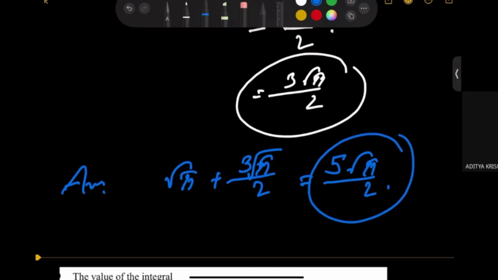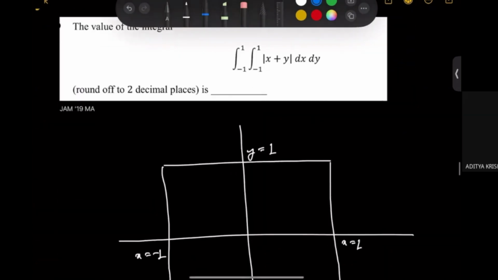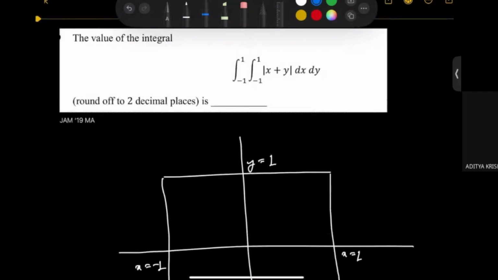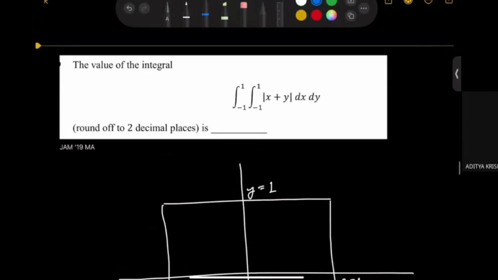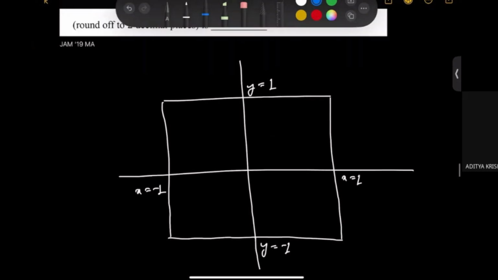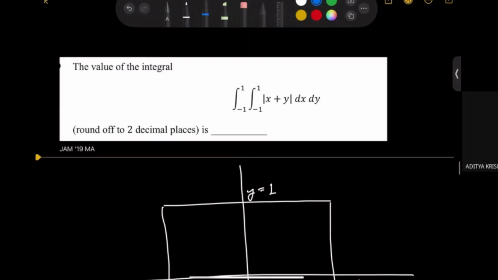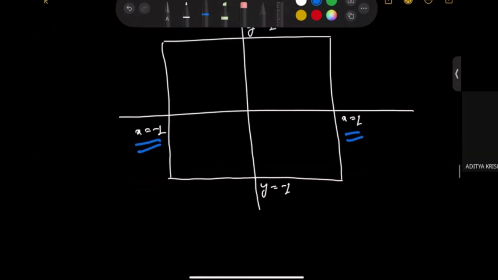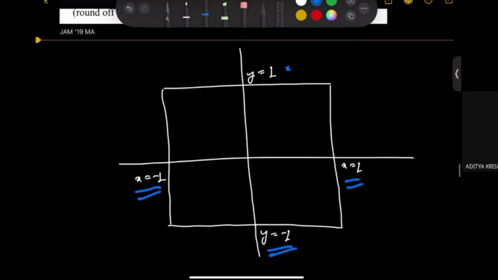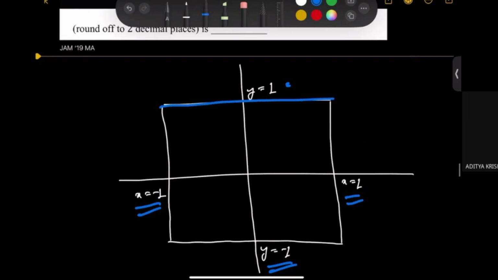Yes, sir. Okay, let's move to the next problem. The value of this integral, rounded off to 2 decimal places, is what? Double integral mod x plus y dx dy. The limits of x are -1 and 1, so x goes from -1 to 1. Y also goes from -1 to 1. So this gives you exactly this square. You have to integrate whatever function there is over this square that we have.